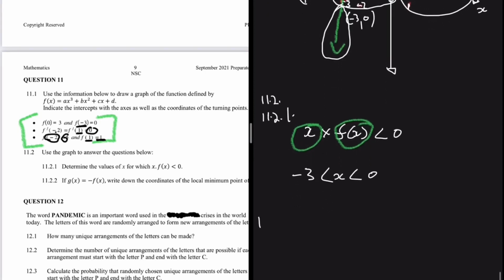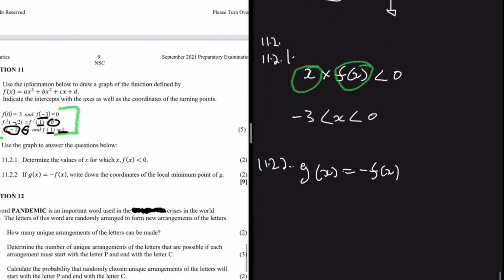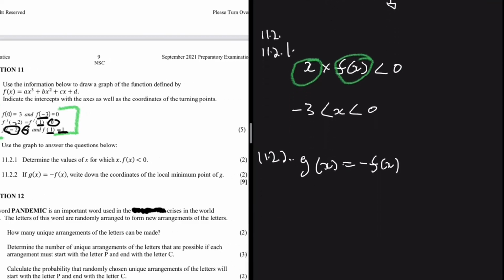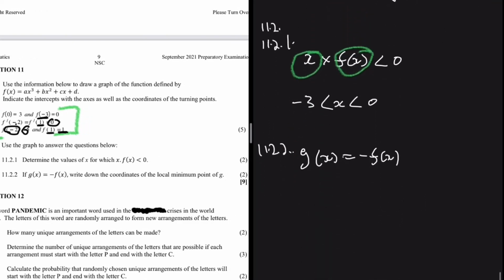And then 11.2.2 says if g(x) is equal to -f(x), write down the coordinates of the local minimum point of g. The coordinates of the local minimum point of g will be (-2, -5). Why am I saying that? Watch this video on the screen right now.